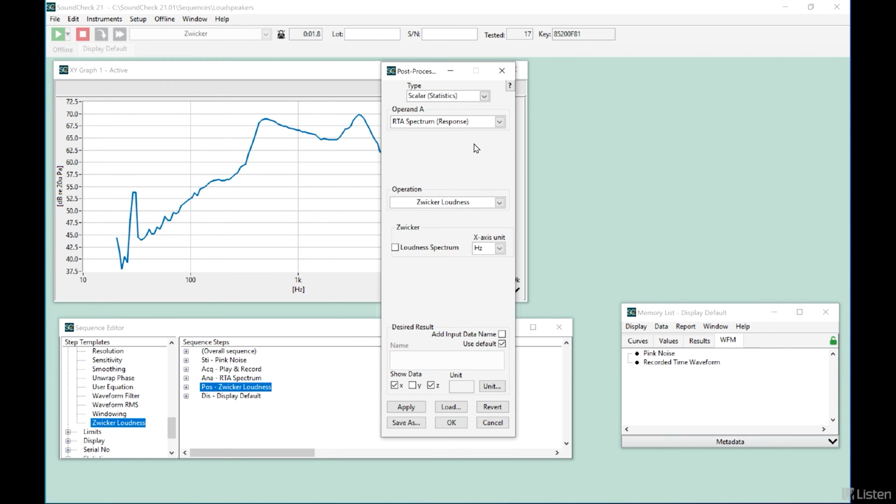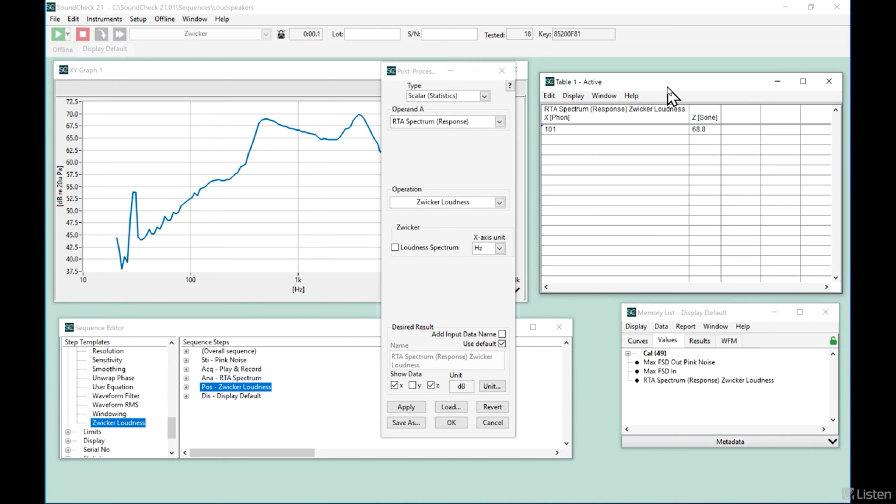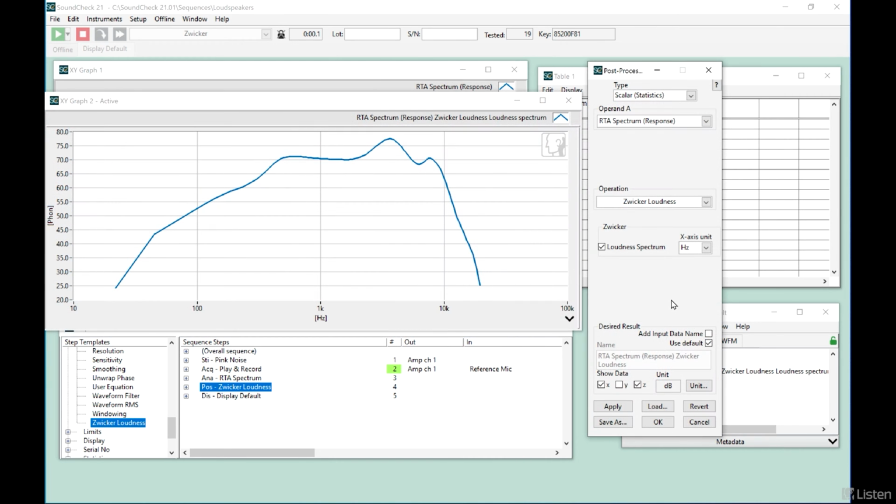Once the spectrum is plotted on a BARC scale, a frequency weighting is applied that correlates to human hearing. Finally, a level compression is applied and the loudness is output in fons and sones. The loudness spectrum can optionally be shown with the x-axis either in Hertz or BARC.